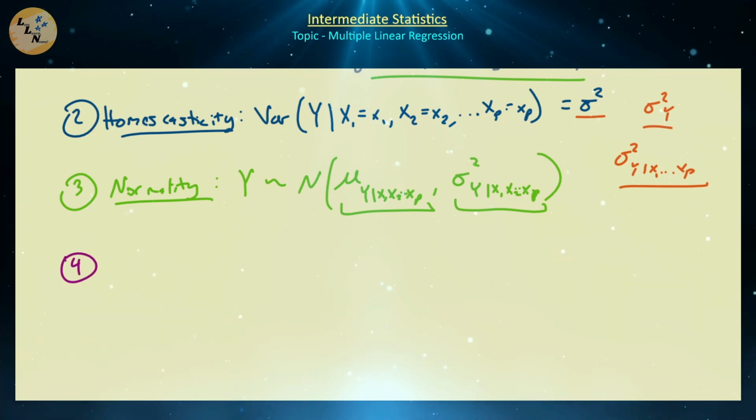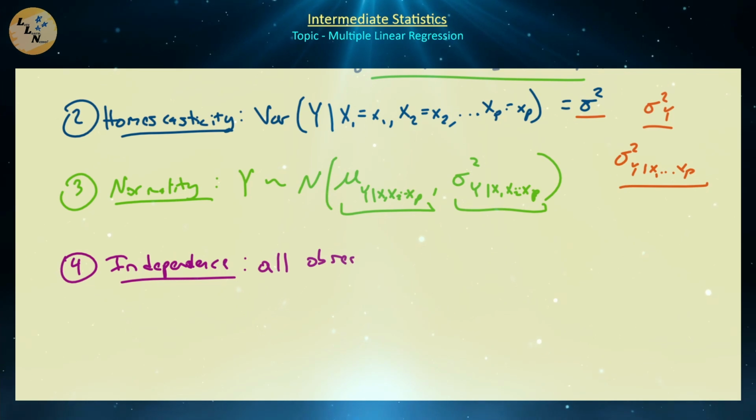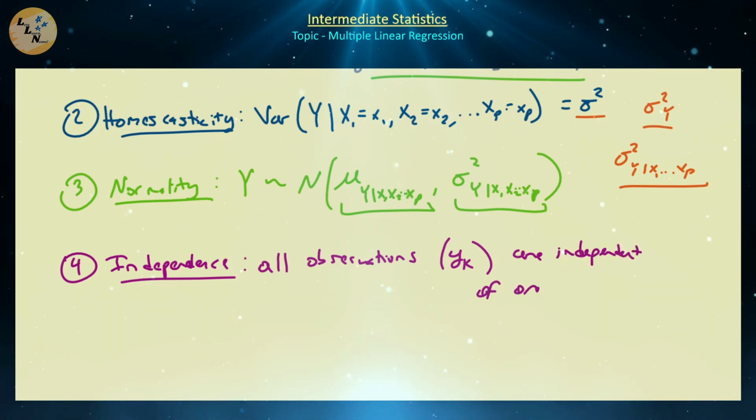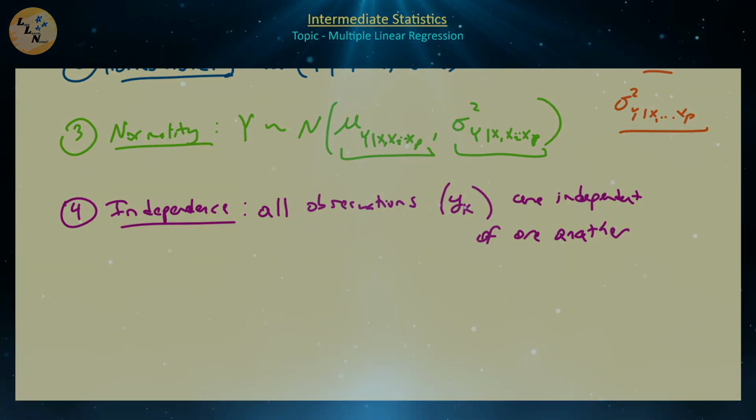And the fourth assumption is what we refer to as the independence assumption, that all observations, in particular the yk, are independent of one another. And as long as all four of these assumptions are met, then we say that a multiple linear regression model is appropriate for our data set.